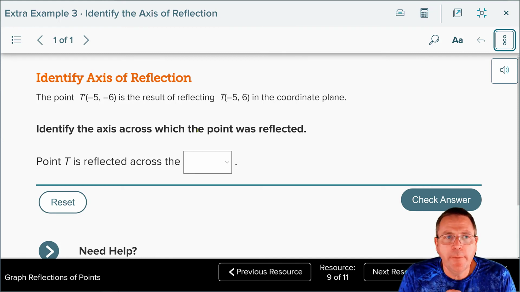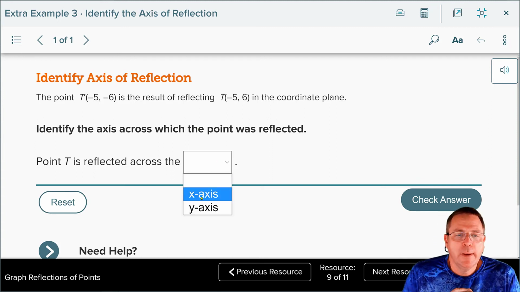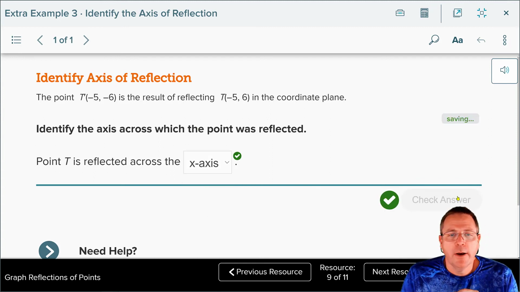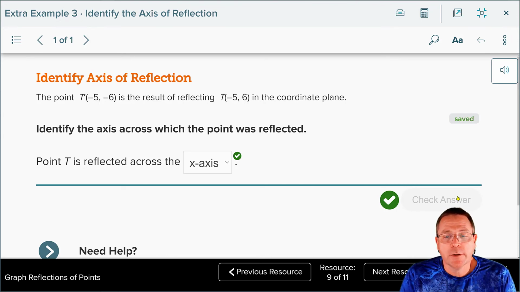Did you get it right? What changed? The only thing that changed was your y value. You went from a positive to a negative. That means that you reflected it across the x-axis. If the y value changes, that means you reflected across the x-axis. Pretty easy math here.